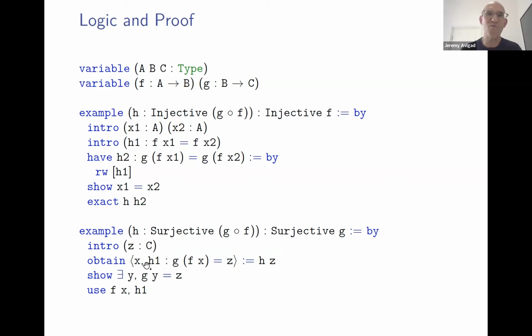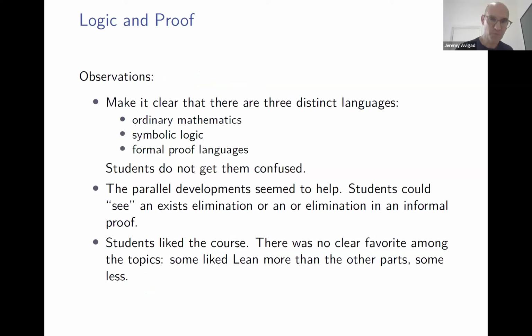So, for the first problem, the reading is: let x1 and x2 be elements of A. Suppose f of x1 is equal to f of x2. Then g of f of x1 is equal to g of f of x2, just by substituting that identity. Then you need to show that x1 is equal to x2. Well, that's just injectivity, applied to f of x1 equals f of x2. Right? And so by the end of the course, students can do exercises like this in Lean.